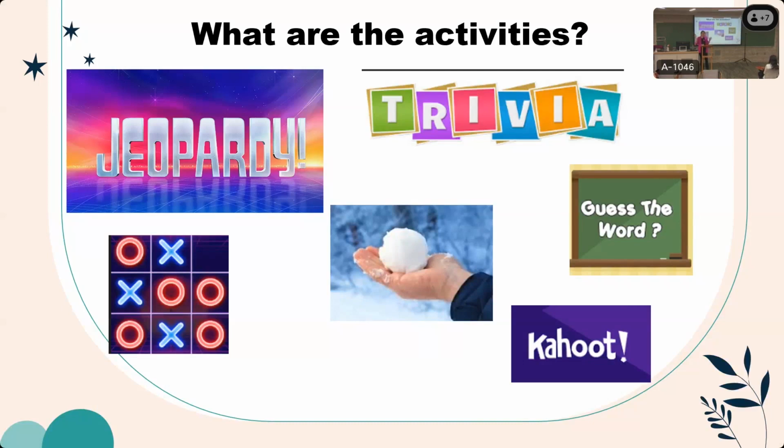Then students break up into 2 teams. They choose one of the cells. If they answer the question correctly, they put an X or an O in that spot. And then you move on until one team wins.